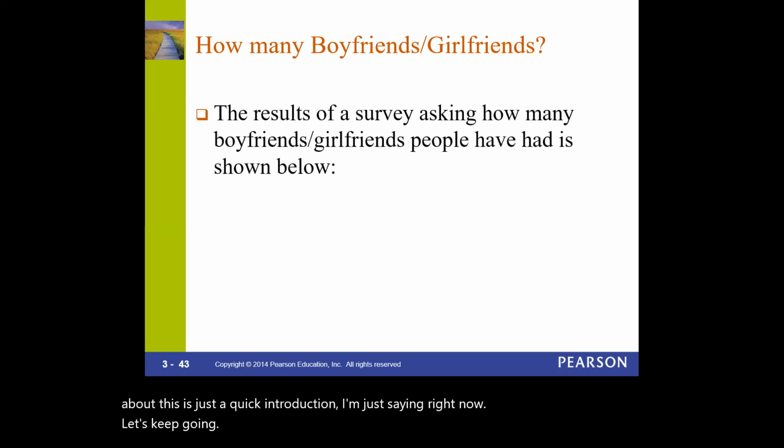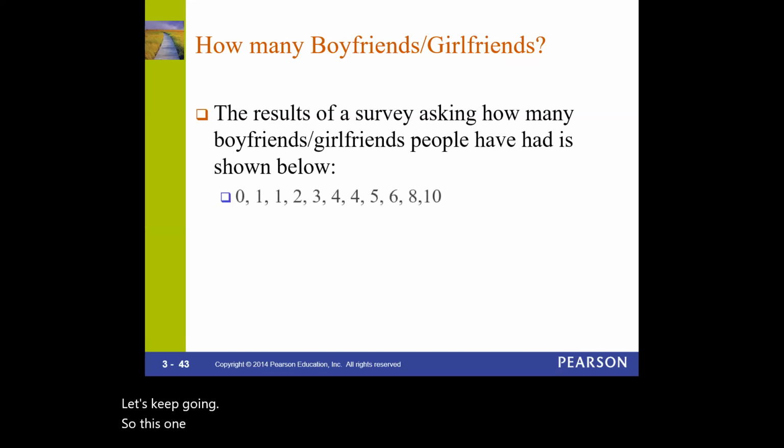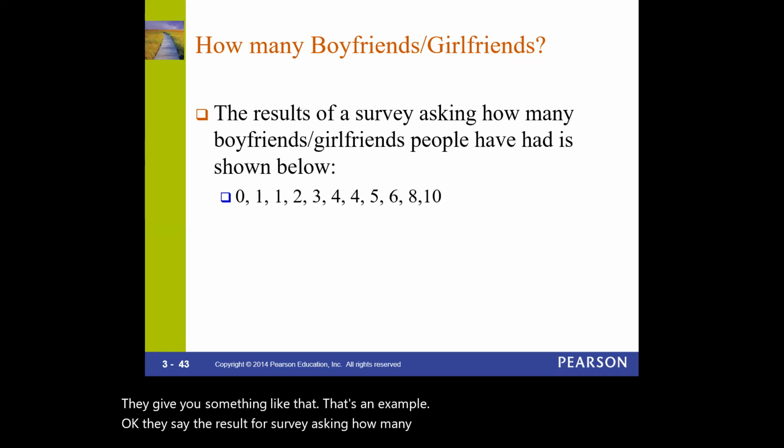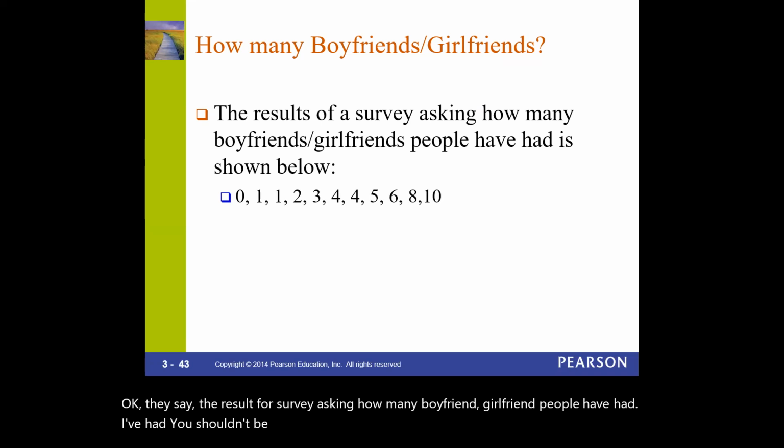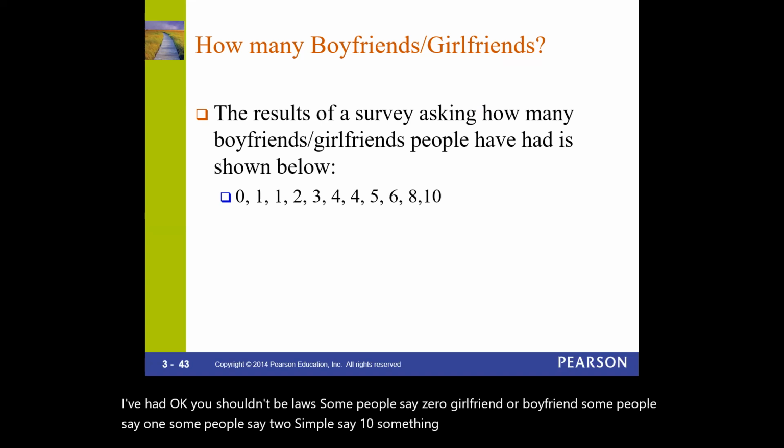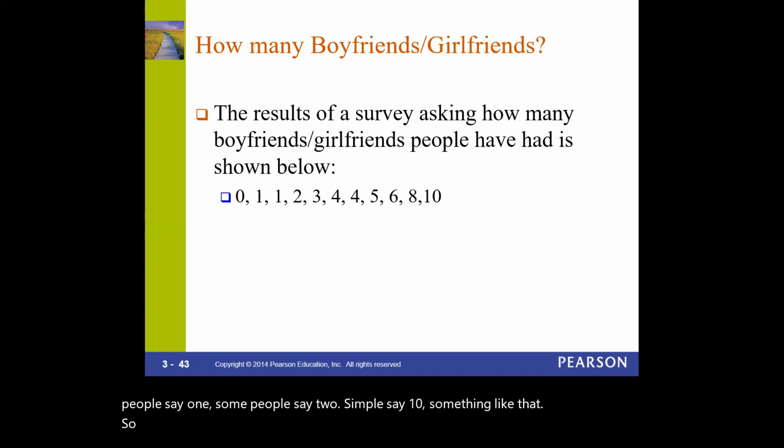Okay, so they give you something like this. That's an example. They say this is the result of a survey asking how many boyfriends and girlfriends people have had. Some people say 0, some people say 1, some say 2, some say 10. Take some time to look at what these say before I continue. So this is the data we have.